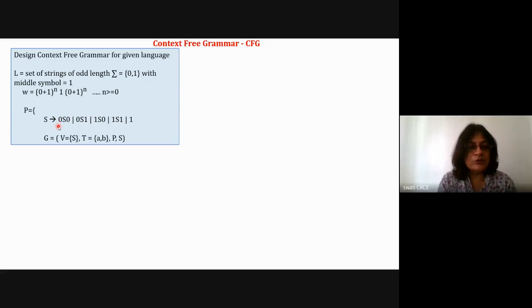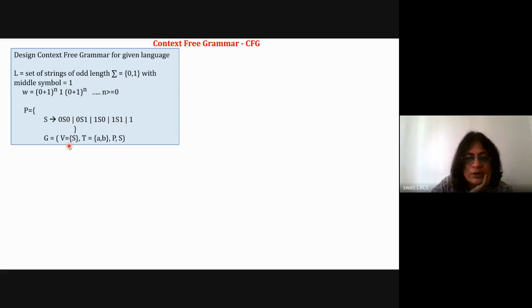So one variable to the left should have the corresponding variable on the right side. So I can use this optimized solution that S is equal to 1 if n is equal to 0, so the odd length, meaning the length of the string is 1. Or it can be 0S0 or 0S1 or 1S0 or 1S1. And you can go on applying the recursion in any manner, any rule, any time. So this is the simple answer for this question.